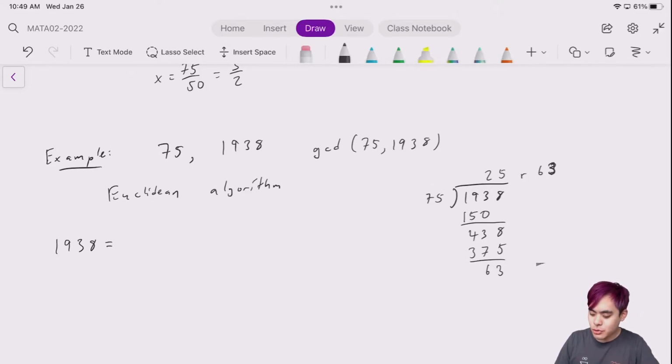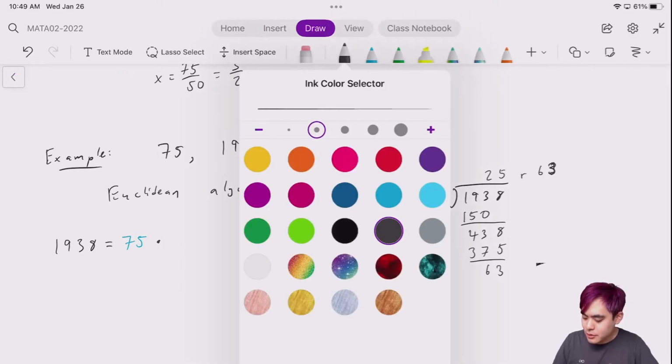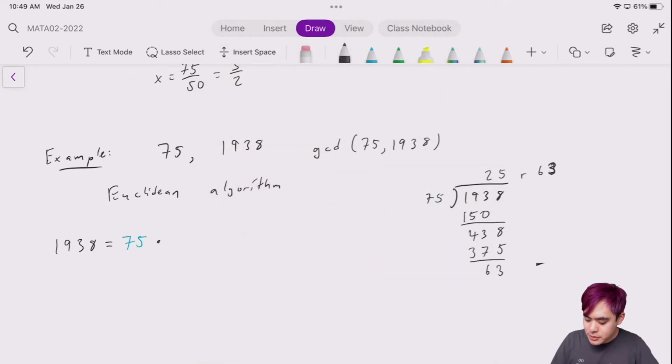1,638 is going to be then equal to, let's see, so what is this? This is going to be 75 times, let me put this in a different color, 75 times 25, and the remainder is 63. So plus 63, right? Okay, so that is the first step.